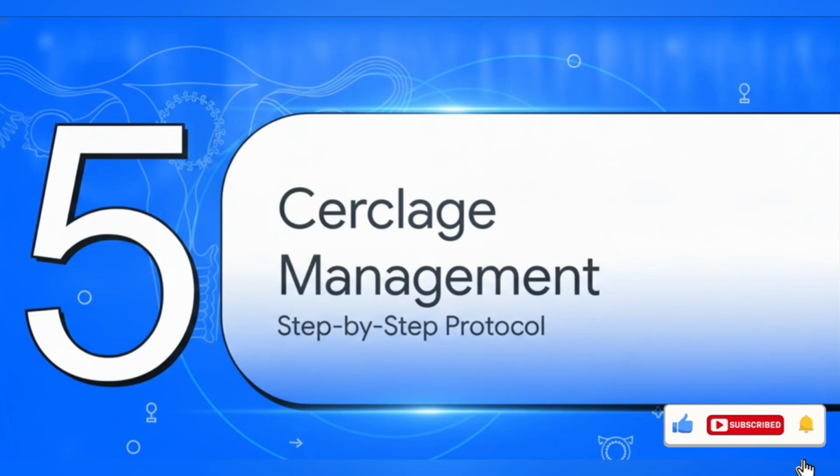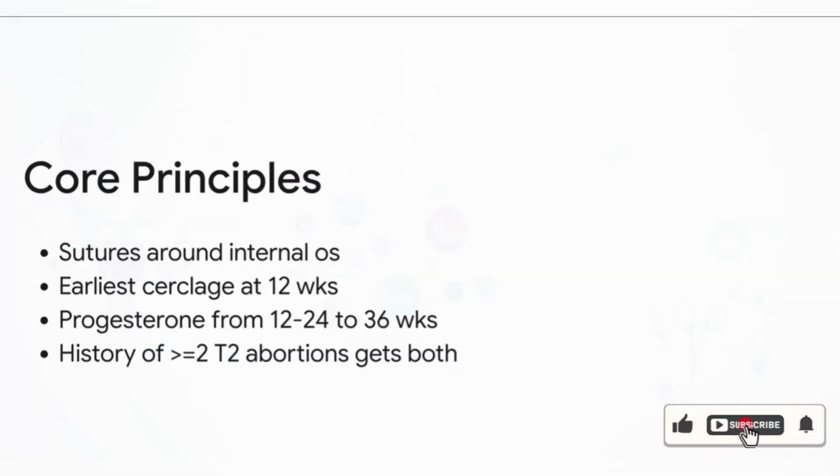Finally, Section 5, Cerclage Management Protocol. This can feel confusing, but don't worry, हम इसको step by step breakdown करेंगे. First, the core principles. A cervical cerclage basically involves placing sutures around the internal os. The earliest you can do this is at 12 weeks. We also use progesterone to prevent preterm labor, starting around 12 to 24 weeks and stopping at 36 weeks.